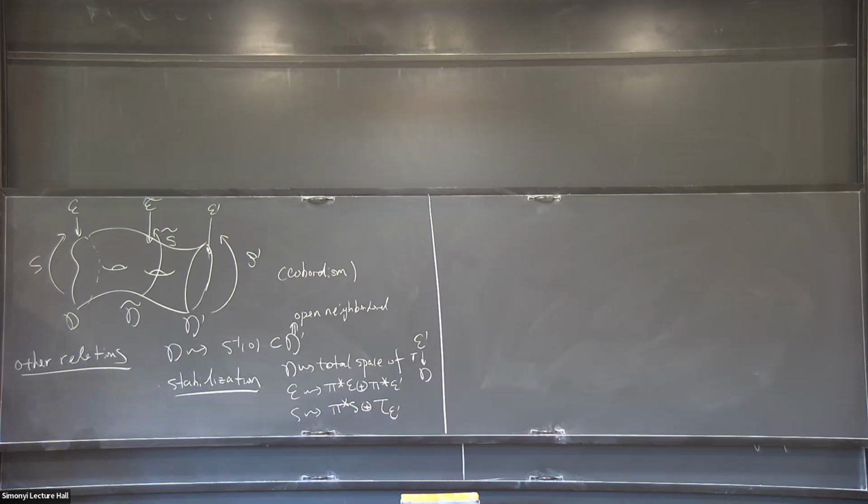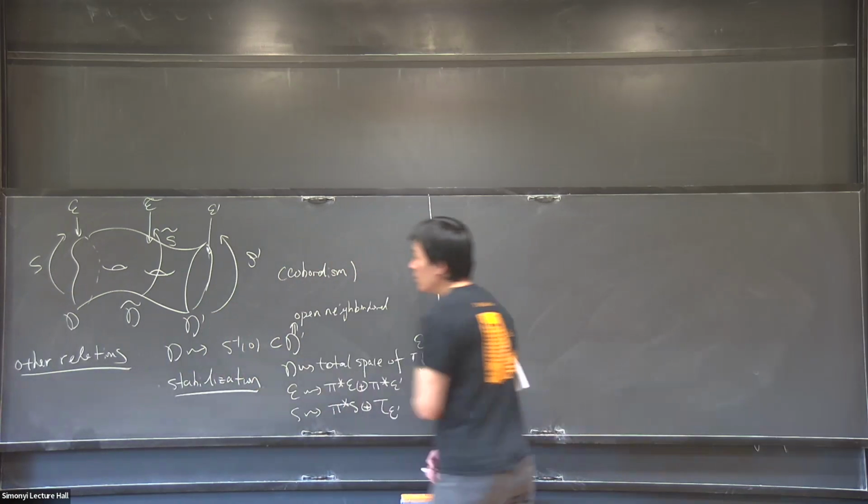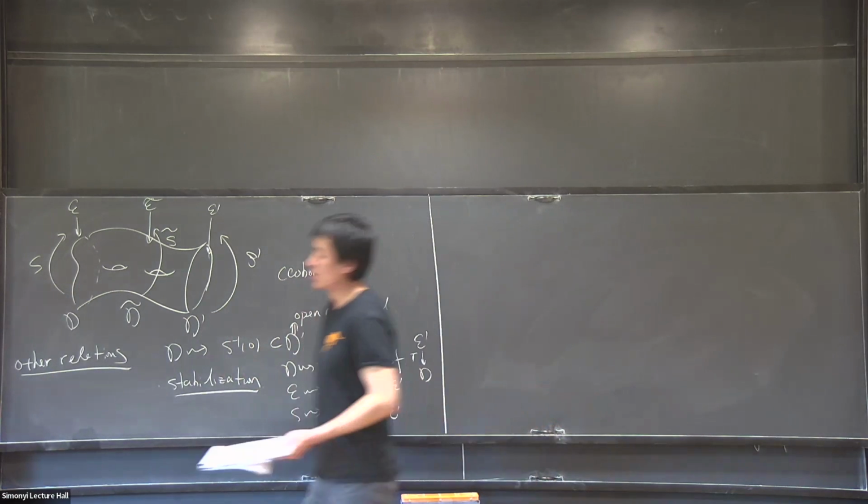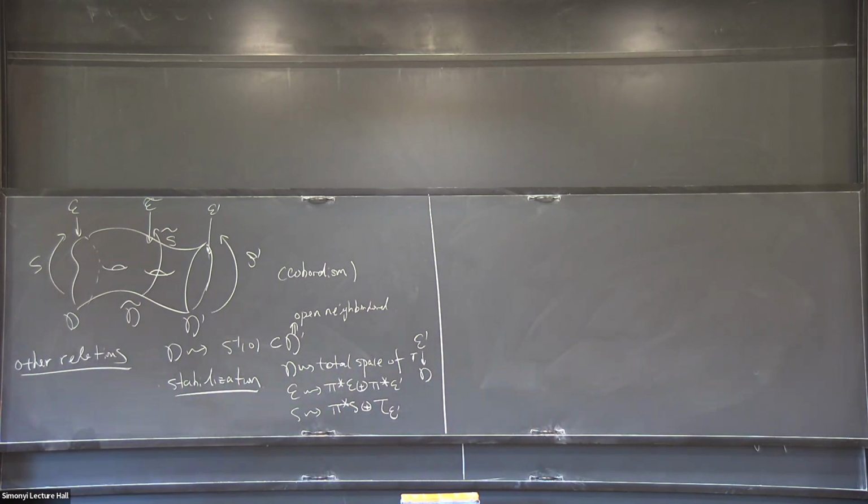Okay, the point I want to emphasize here is that I don't require D to be compact. I only require the zero locus to be compact. Okay, I see. So this can be viewed as a model for defining this group.